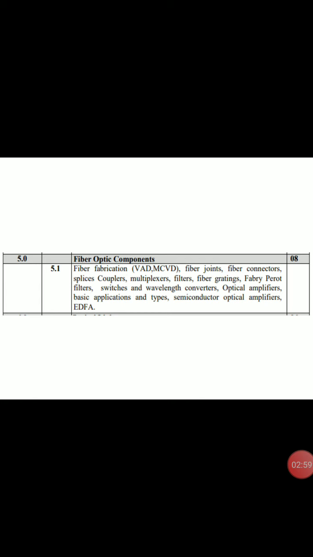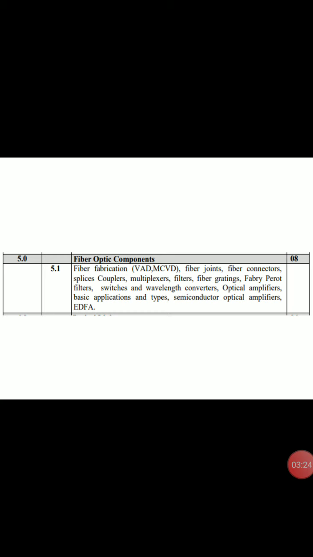Optical amplifiers: which amplifiers we have to use, types of semiconductor optical amplifiers, and EDFA, that is erbium doped fiber amplifier. So we have to find out the different fiber optic components, and we have to see the different characteristics of the fiber optical components.